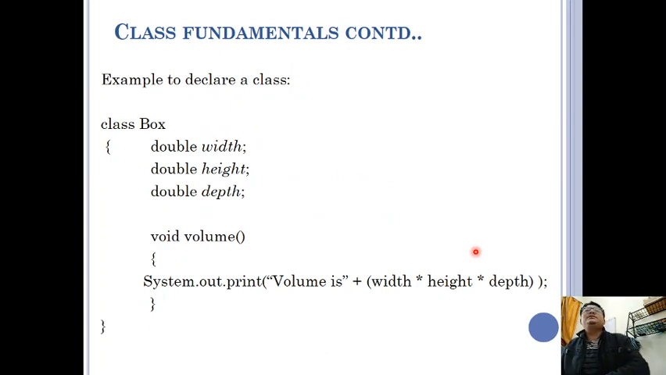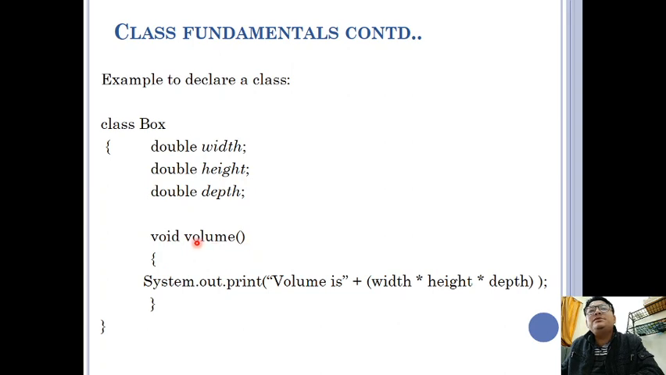So this is an example. There is a class called Box, wherein I have declared three instance variables, three data members: width, height and depth, and I am assuming that it has got some value, maybe with the help of the constructor, but as of now I am not showing it here. Once we have some value, I am displaying it with the help of the member function.